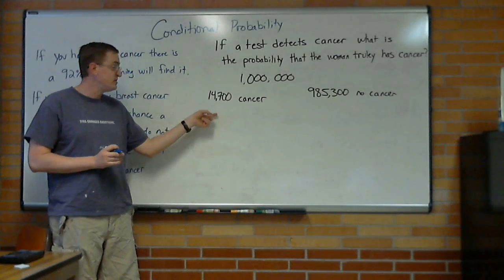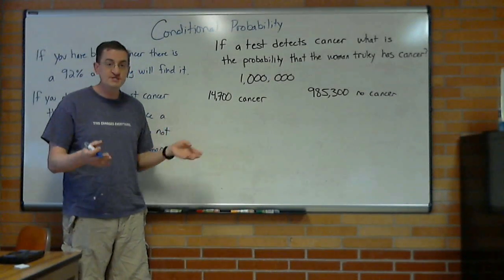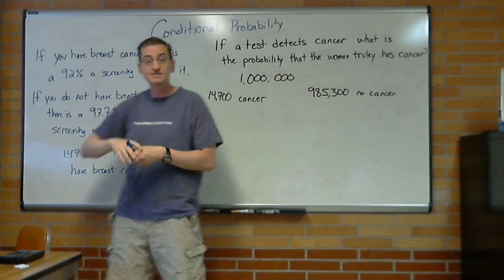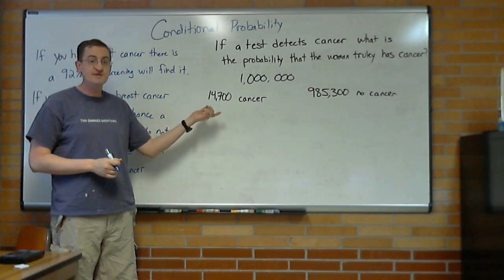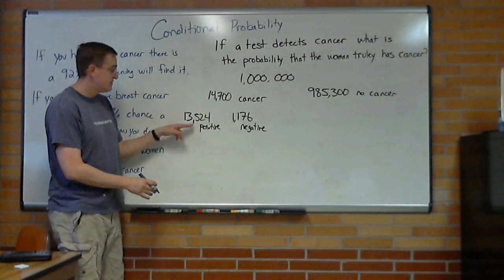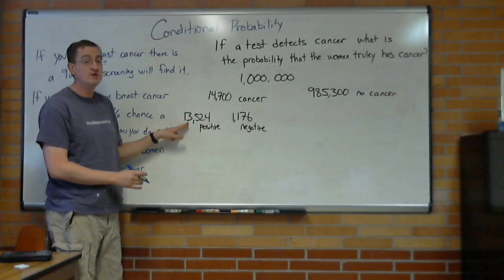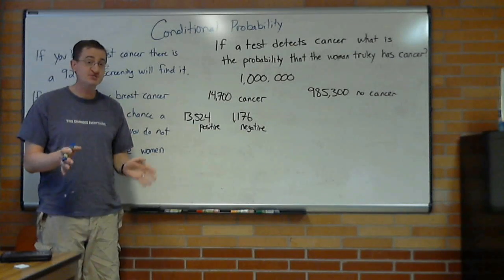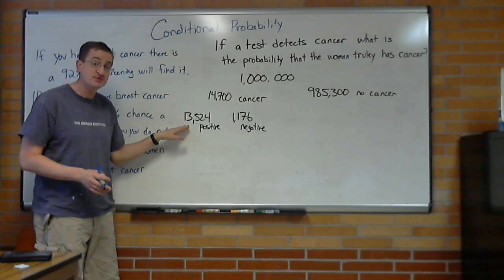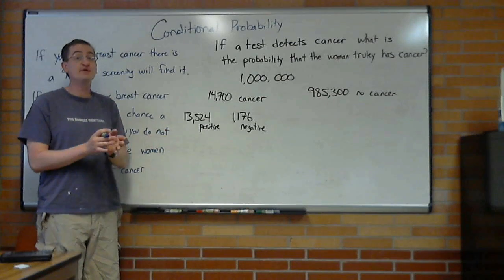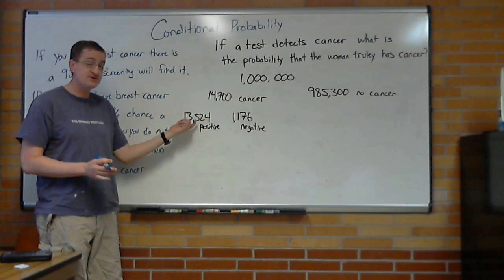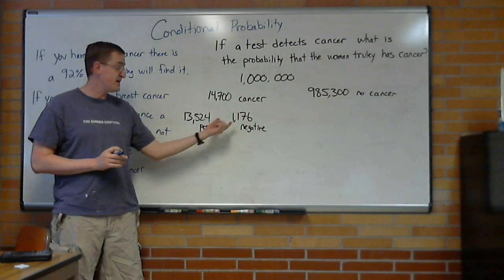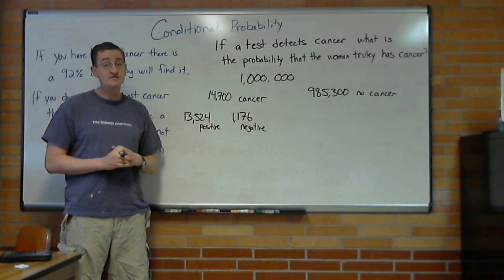Now, of these women who have cancer, they all come in to get screened. 92% of them is going to say they did have cancer. So I'm going to take 92% of this, which gives me 13,000 women out of this million who have come in, they've been tested, the test showed they have cancer, and they really do. This is a good number. These are women who have a problem, and now the doctors can start to discuss treatment, and they're at least aware of it. The other 1,000, they're in trouble. They have cancer, and they don't know it, and that's a bad thing.